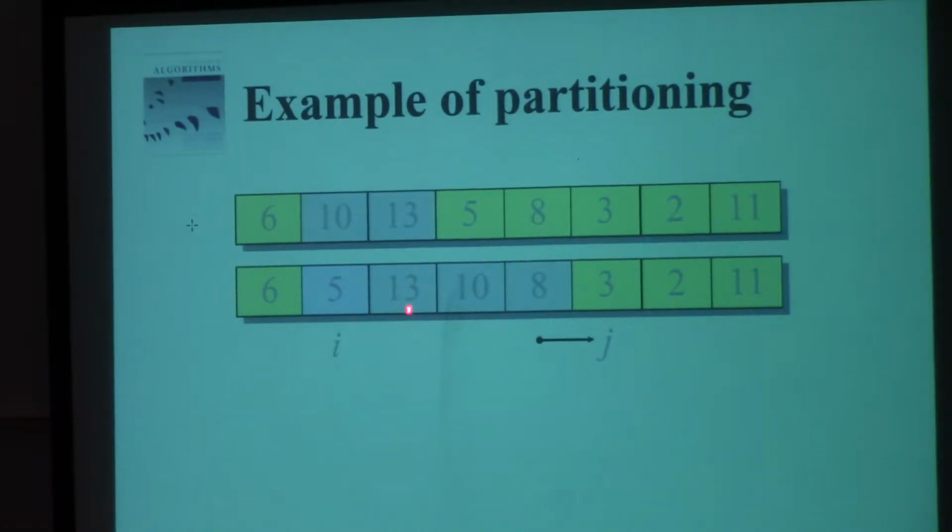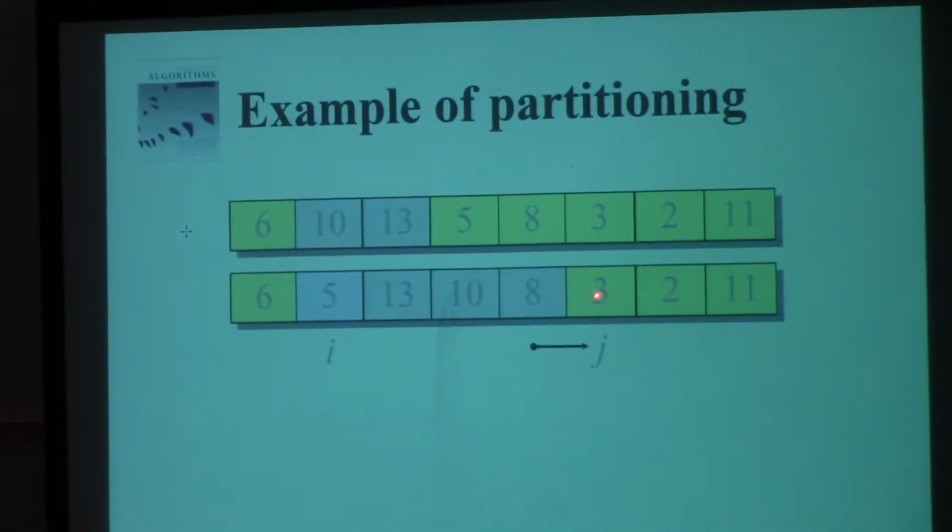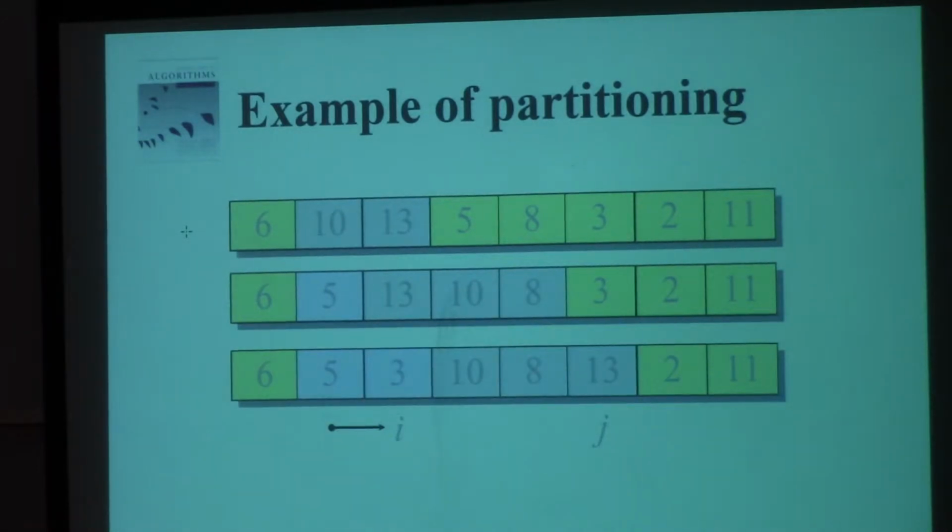So i will now be on the edge of 6, 5, 3, and j will be pointing to the 13. So we'll have i here, and then we'll have 10, 8, 13. That's what we're going to have. Got it? Now what do we do?